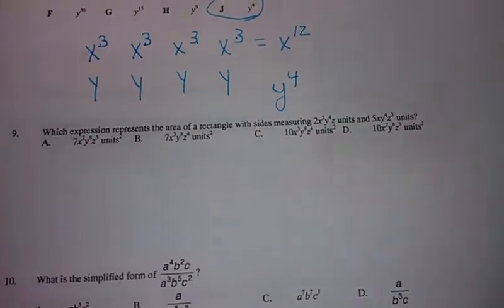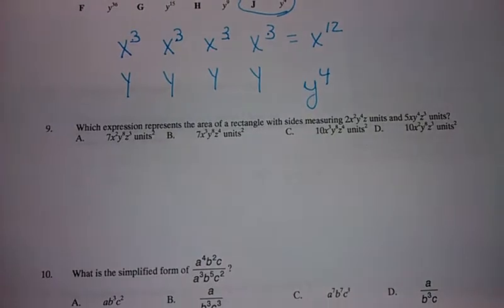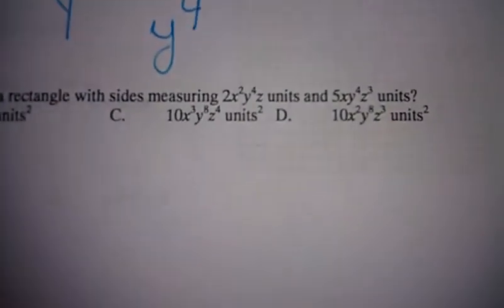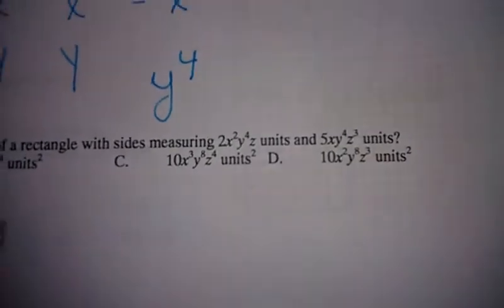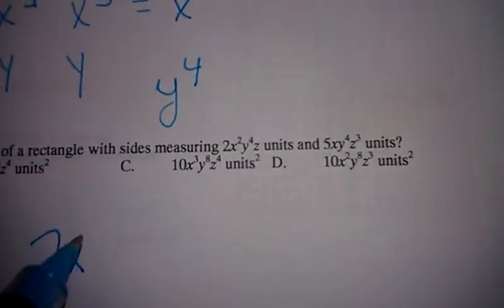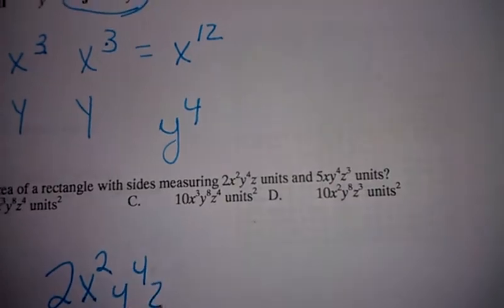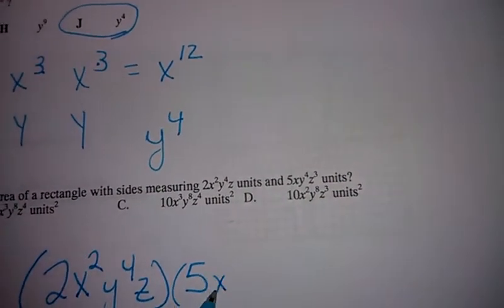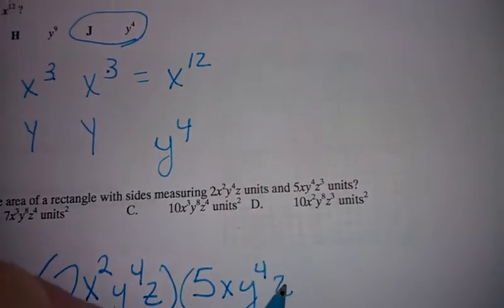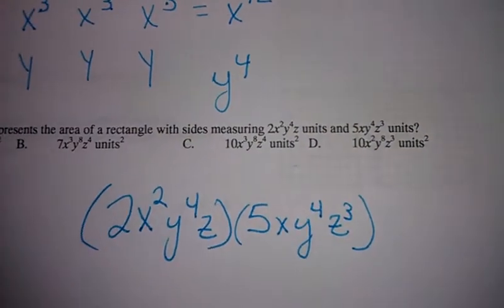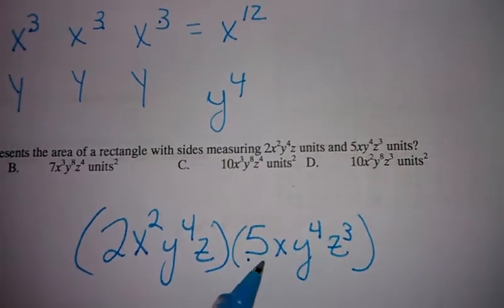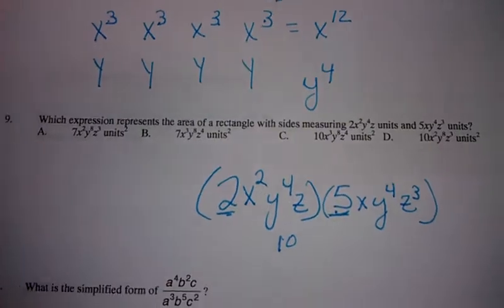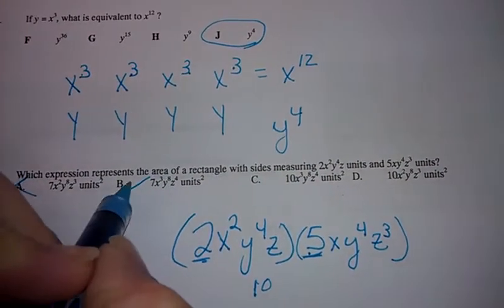This next one says which expression represents the area of a rectangle whose sides measure, and it gives you the 2 pieces. So that means I'm going to take 2x squared y to the 4th z times 5x y to the 4th z to the 3. Well, 2 times 5 is 10. That means that I can eliminate A and B.